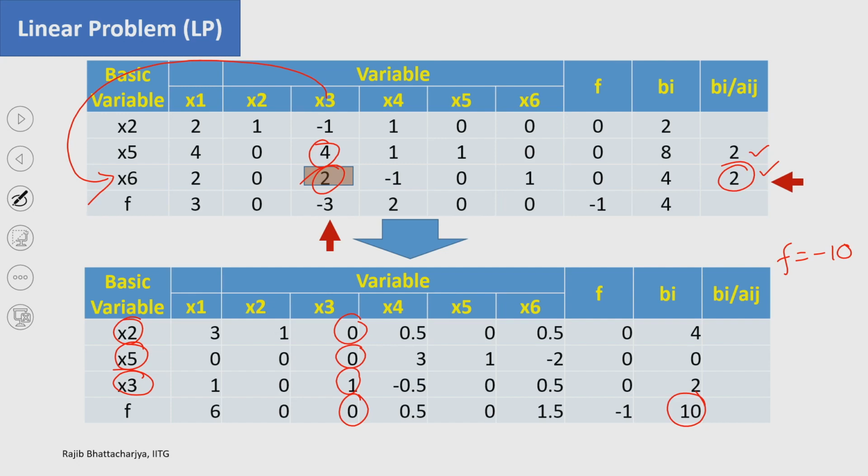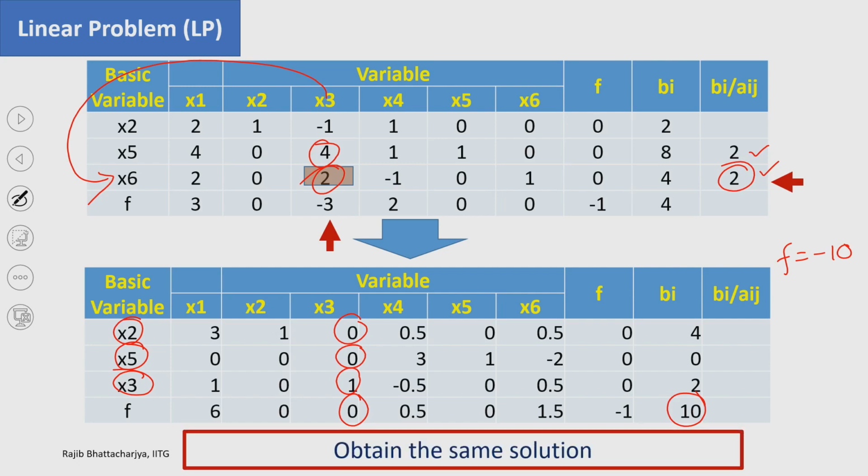So what are we getting now? We are getting the same solution, is it not? That is x2 equal to 4 and x3 equal to 2. Therefore, the rule says that if there is a tie and both ratios are equal, you can take one of them and you will get the same solution.